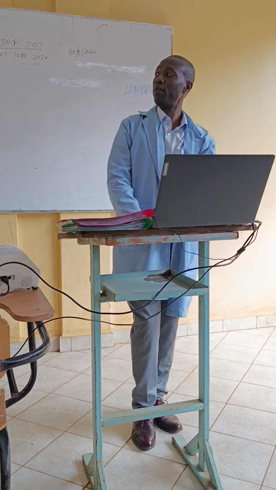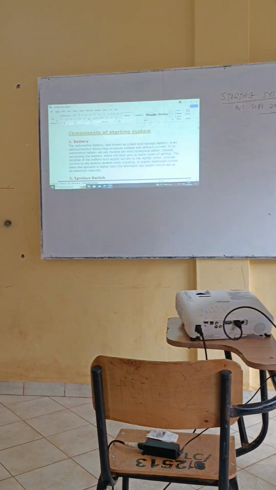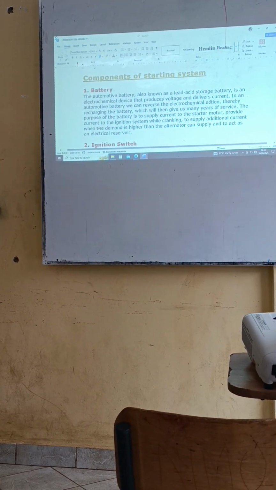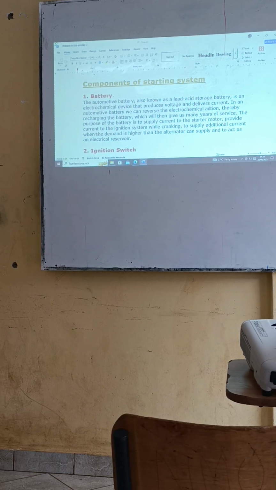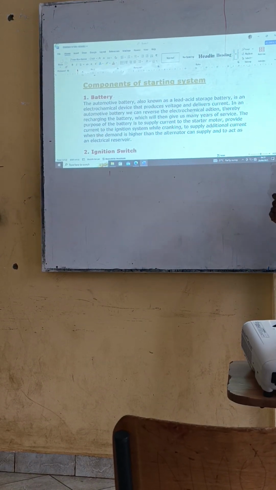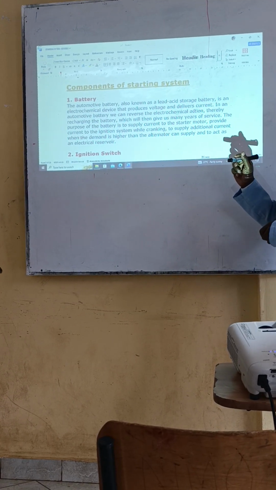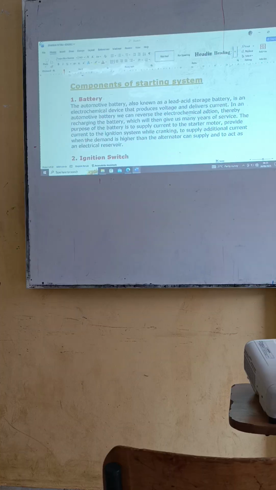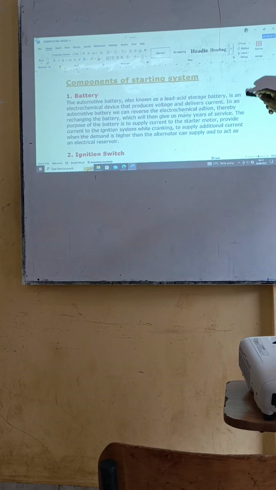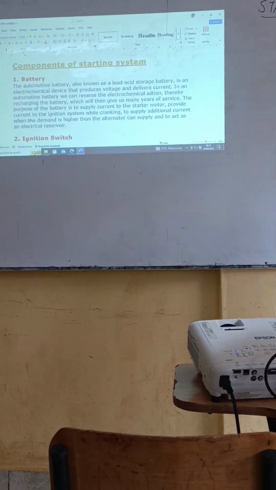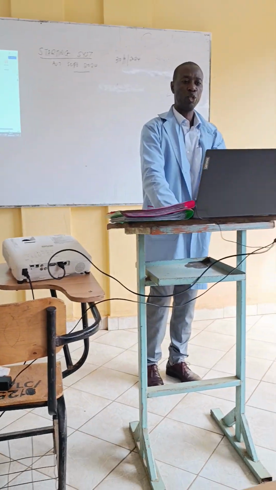So the components, very, very fast. The battery, we just say briefly, the battery, what does it do? And that is all. So the battery provides a source of power. That is all, nothing else. It provides a source of power for the pinion gear to mesh with the flywheel ring gear, and then it gets back. I'm not going to read all this, but generally it just shows that it provides power. Number two, the ignition switch.